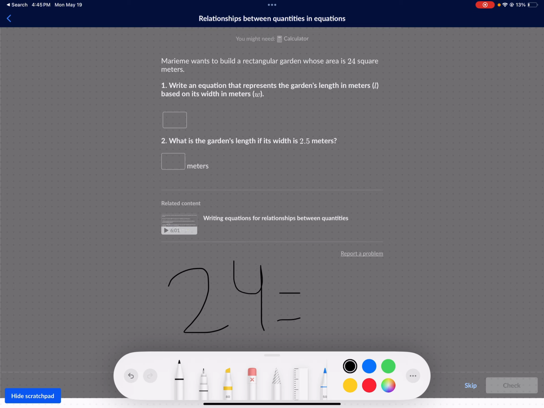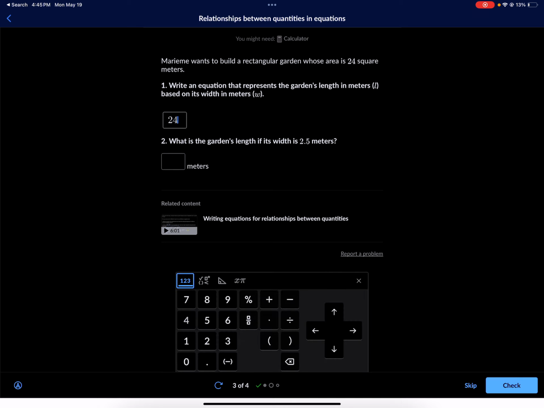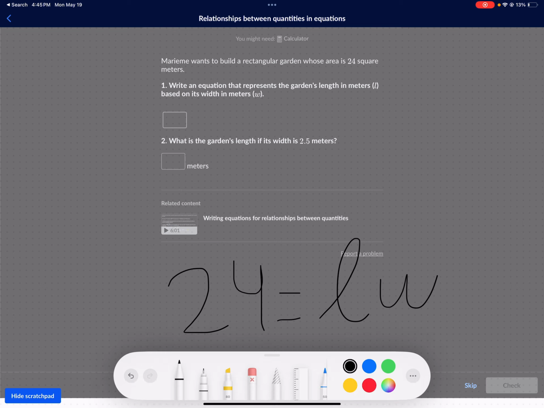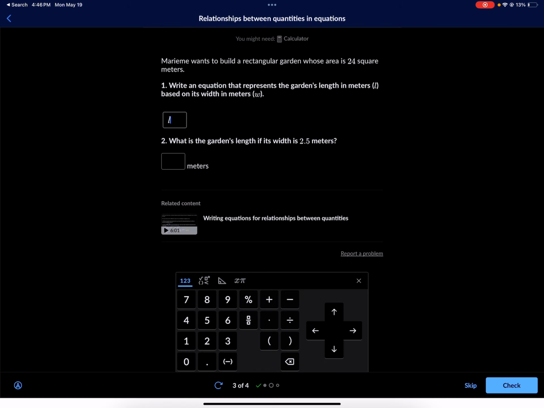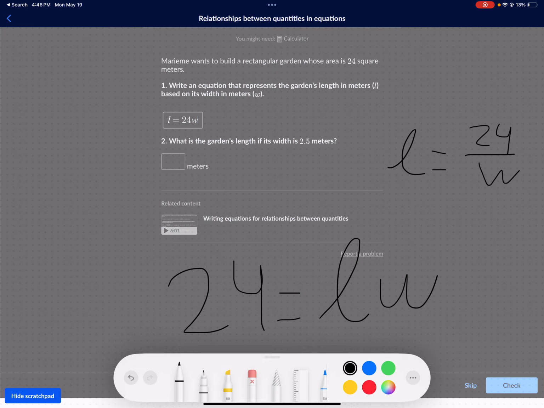And then this is equal to length times width. So 24... Oh, we wanted to represent the length in meters. So what this means is that we just have to divide by W so we can cancel it out. So L is equal to 24 divided by W. So that's it. L is equal to 24 over W. And now we just have to plug it in.